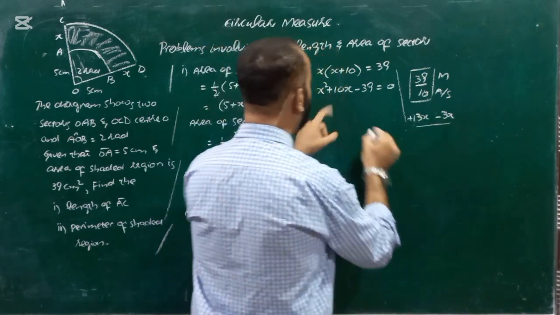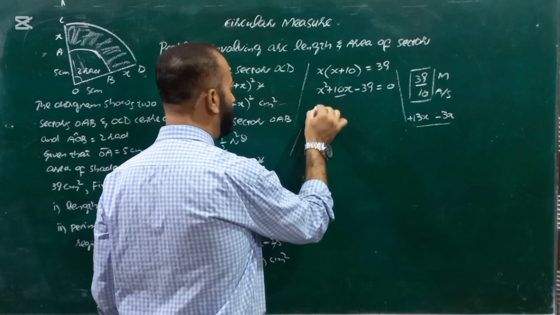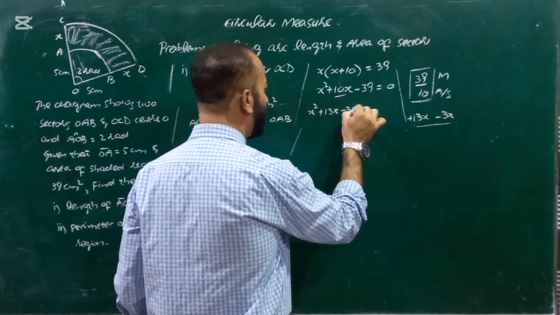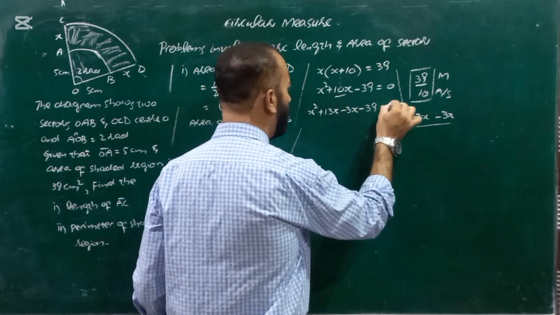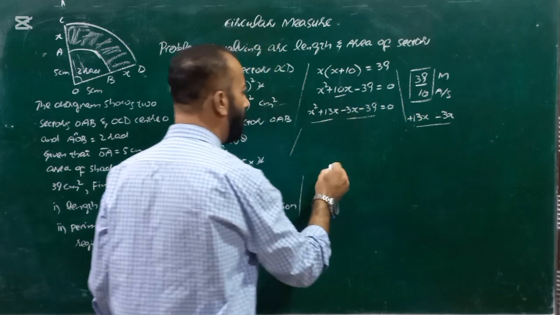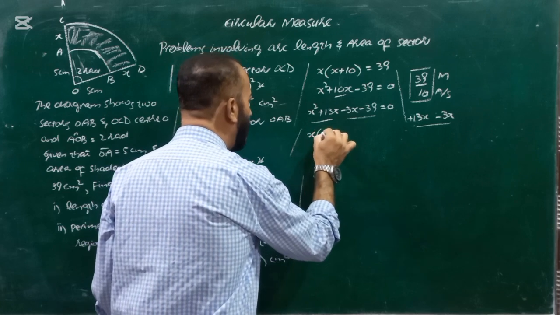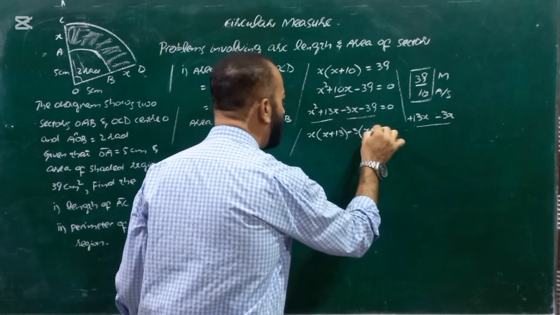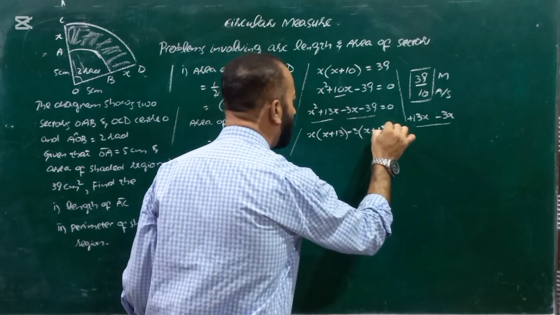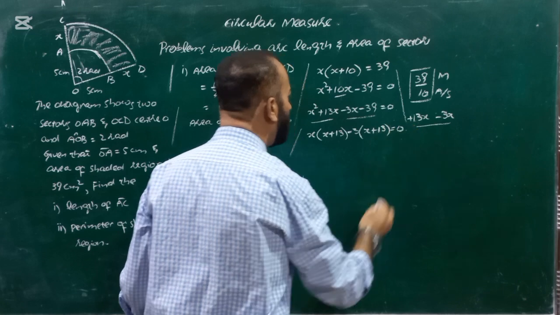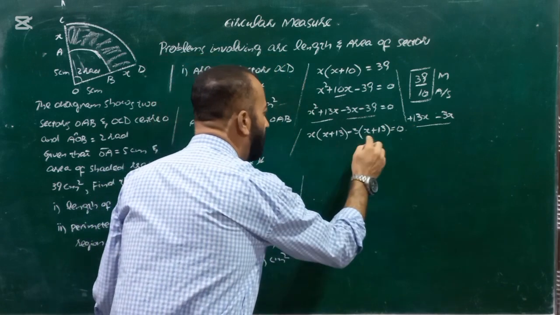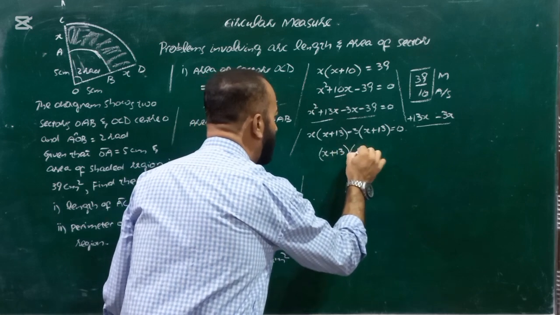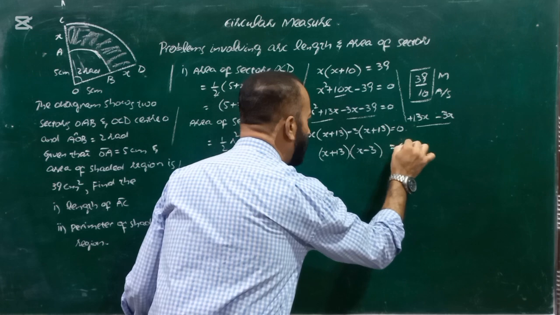So now put these values in place of this one. So x square plus 13x minus 3x minus 39 equal to 0. From here make pairs, take common. So x into x plus 13. From here minus 3 is common, x plus 13 equal to 0 is still there. The bracket which is common will be written once, and the values outside the bracket will be written in the next bracket. Equal to 0 is still there.